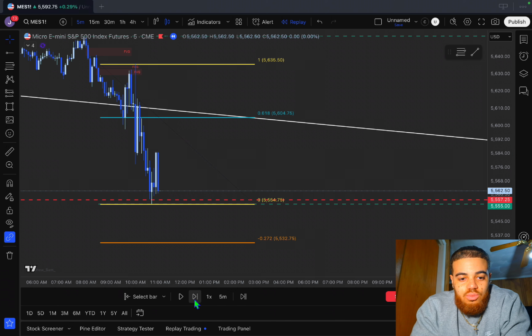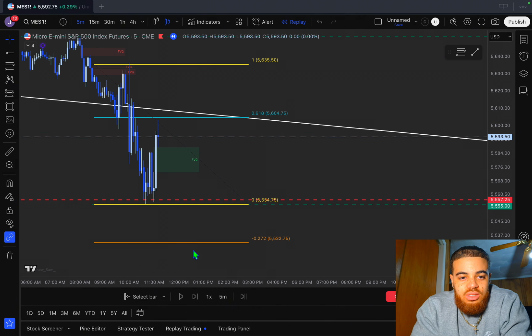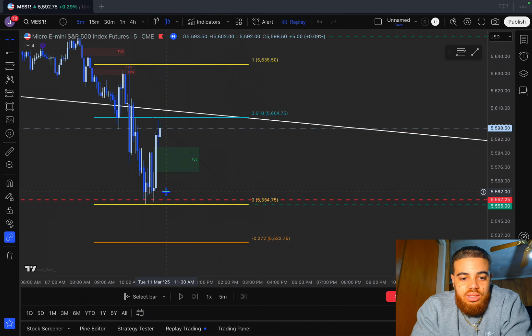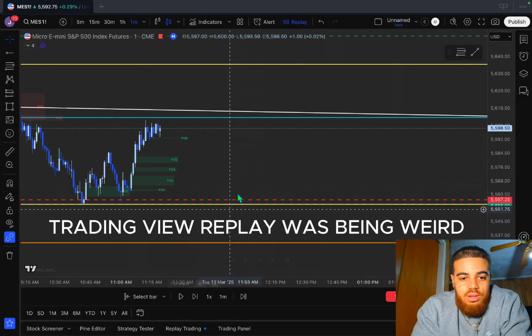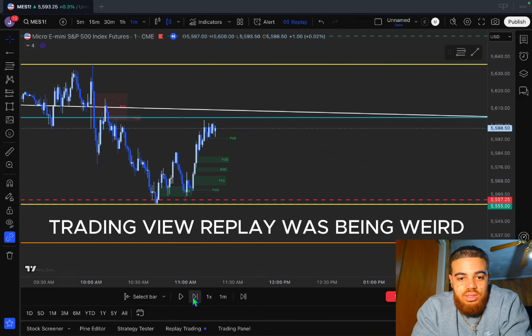So if we let this play out some more, we got good pushes. I might actually drag this to the 1 minute so y'all can actually see price action.